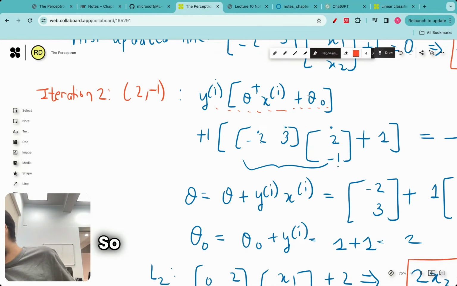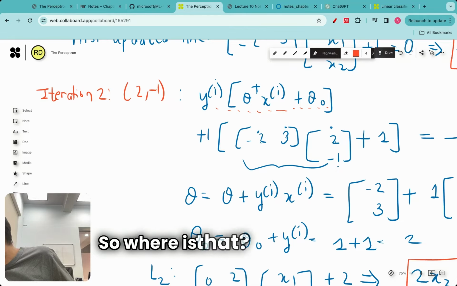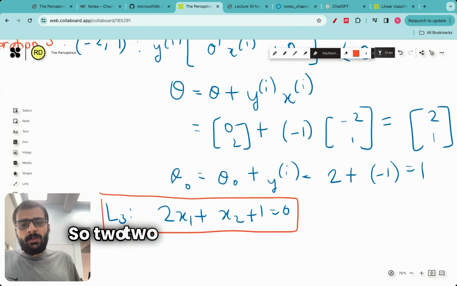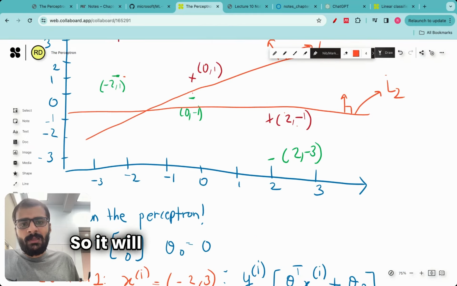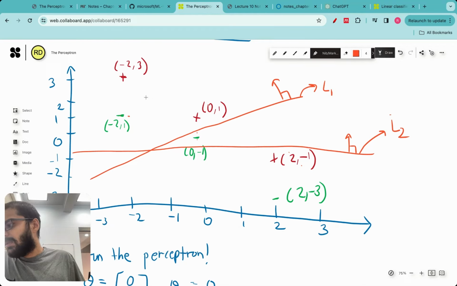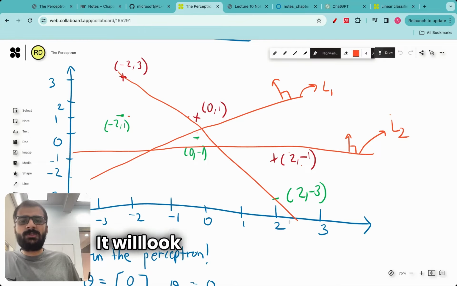Where is that in my notes? I'm just checking for L3 in my notes. Right. So, 2x1 plus x2 plus 1 equal to 0. It will pass through 0 comma minus 1. It will pass through this point and it will look something like this.